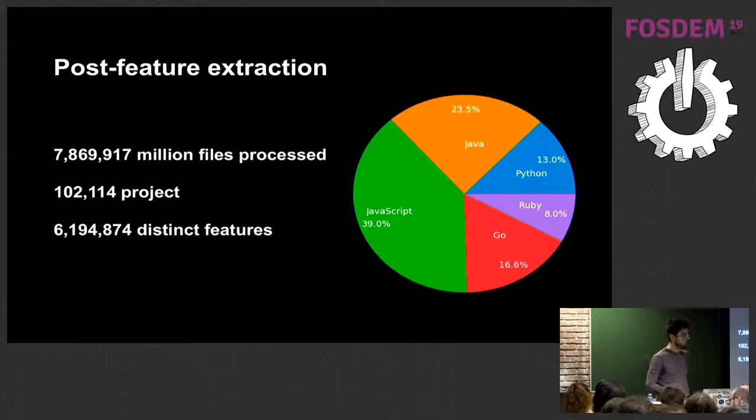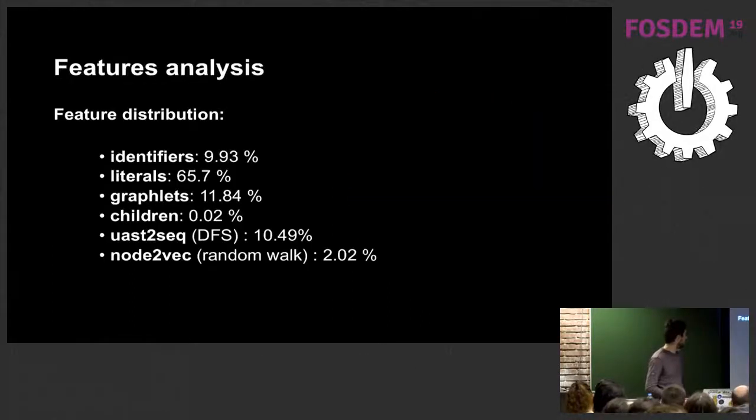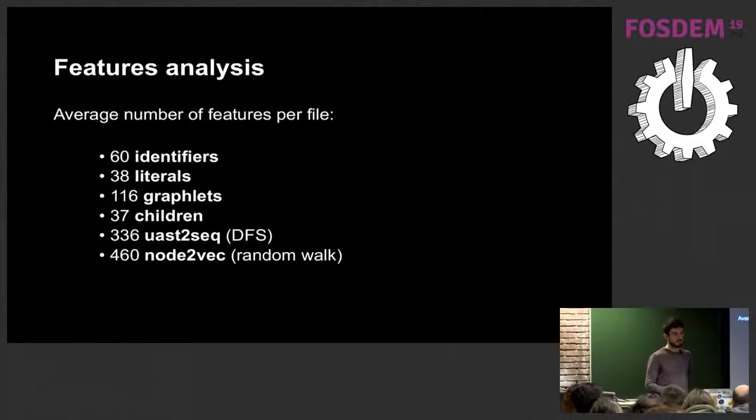Looking more into the features we extracted, most of them were the syntactical features, as you can see, so identifiers and literals, which amounted for about 75% of all the features I extracted. However, when looking at each file individually, I saw that they each had about 1,000 features, and most of them were actually, this time, structural features. This was an average made on all of the features from files of any given language, but it was about the same when looking at files of specific languages.